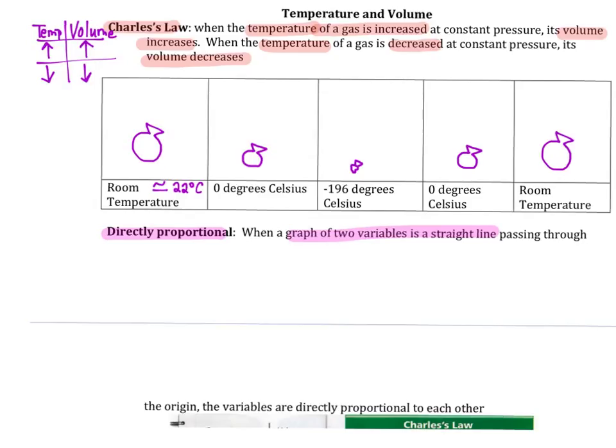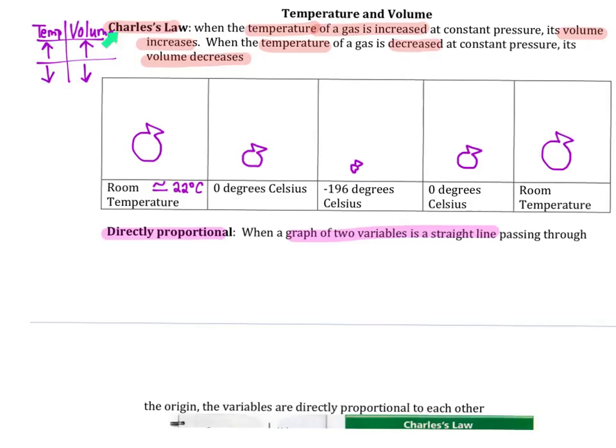And then when we heat it back up again to 0 degrees Celsius, it will increase in size because now those particles are moving faster, they're taking up more space. And finally, if we allow it to go back to room temperature, it would go back to the original size because now the gas particles are moving faster. So Charles' law is related to temperature. When you increase the temperature, you increase the volume. When you decrease the temperature, you decrease the volume.